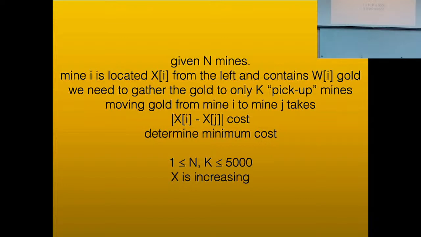And then we want to gather this gold into only k points, k mines, right? We need to move the gold so that it's only located on k different mines. And moving gold has a cost. If you want to move the gold from i to j, it takes |xi minus xj| cost, right? And then we want to find what's the minimum cost. That's the constraint. So yeah. That's the cost of moving 1 unit of gold? Yes, 1 unit of gold, not Wi units of gold. Yes.